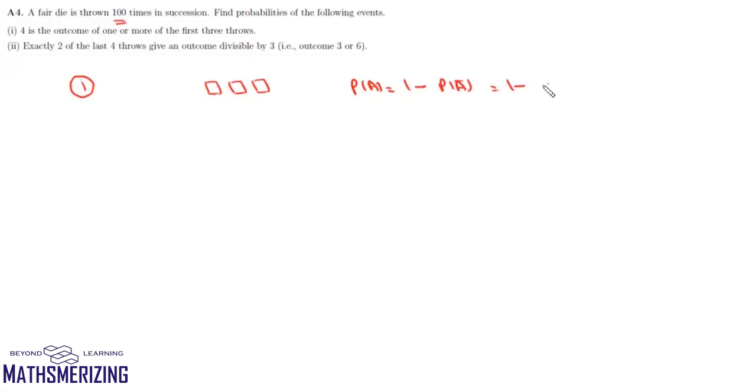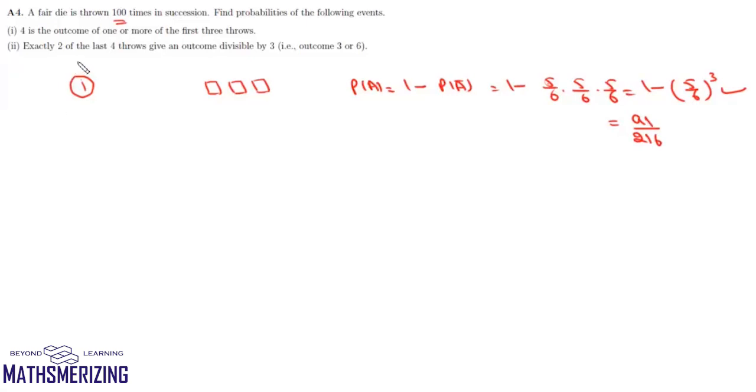Now it's not 4 on the first, so it'll be 5 by 6. And then it's not 4 on the second, and it's not 4 on the third. So it'll be 1 minus (5 by 6) cubed, and this value is equal to 91 upon 216.